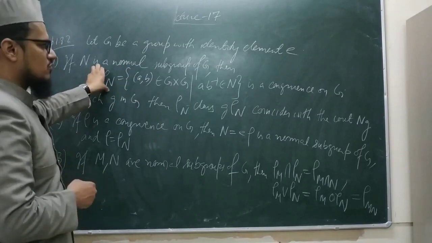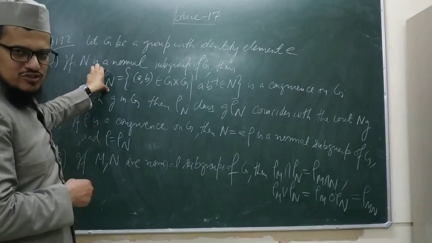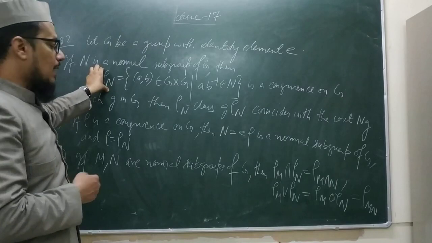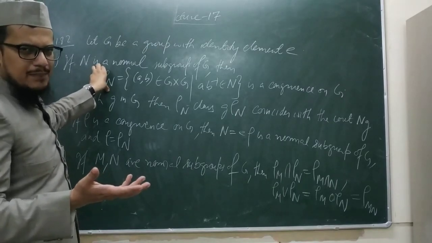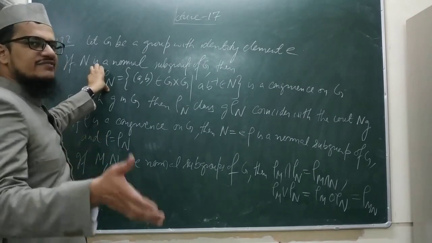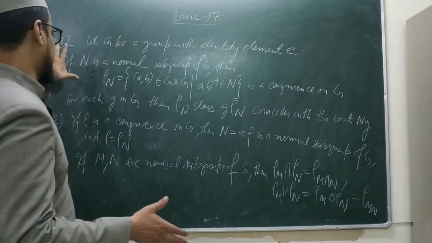To prove it is a congruence, we have to prove that it is an equivalence relation as well as a compatible relation. Compatible, you can prove that it is compatible, or you can prove it is right compatible as well as left compatible. So this is the first part.